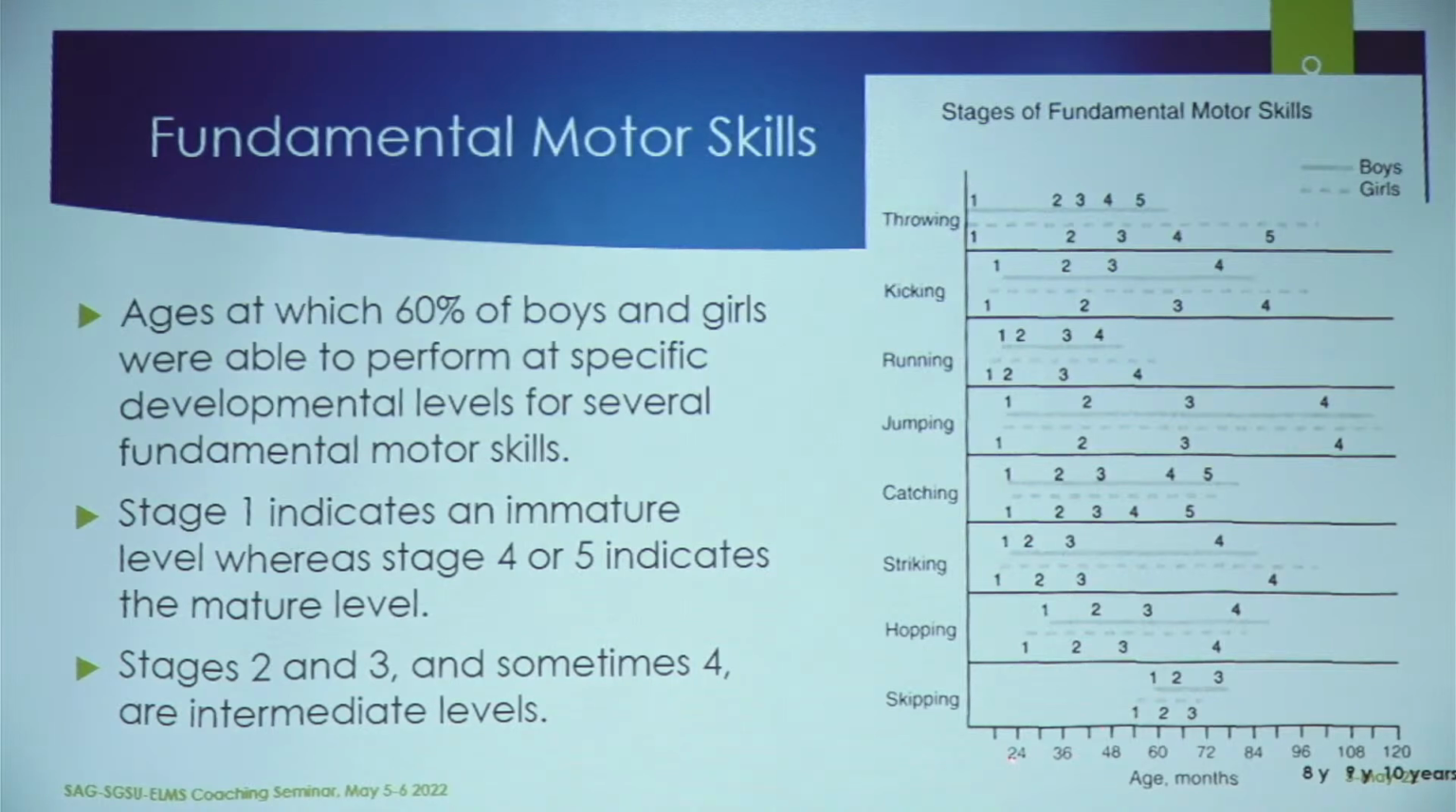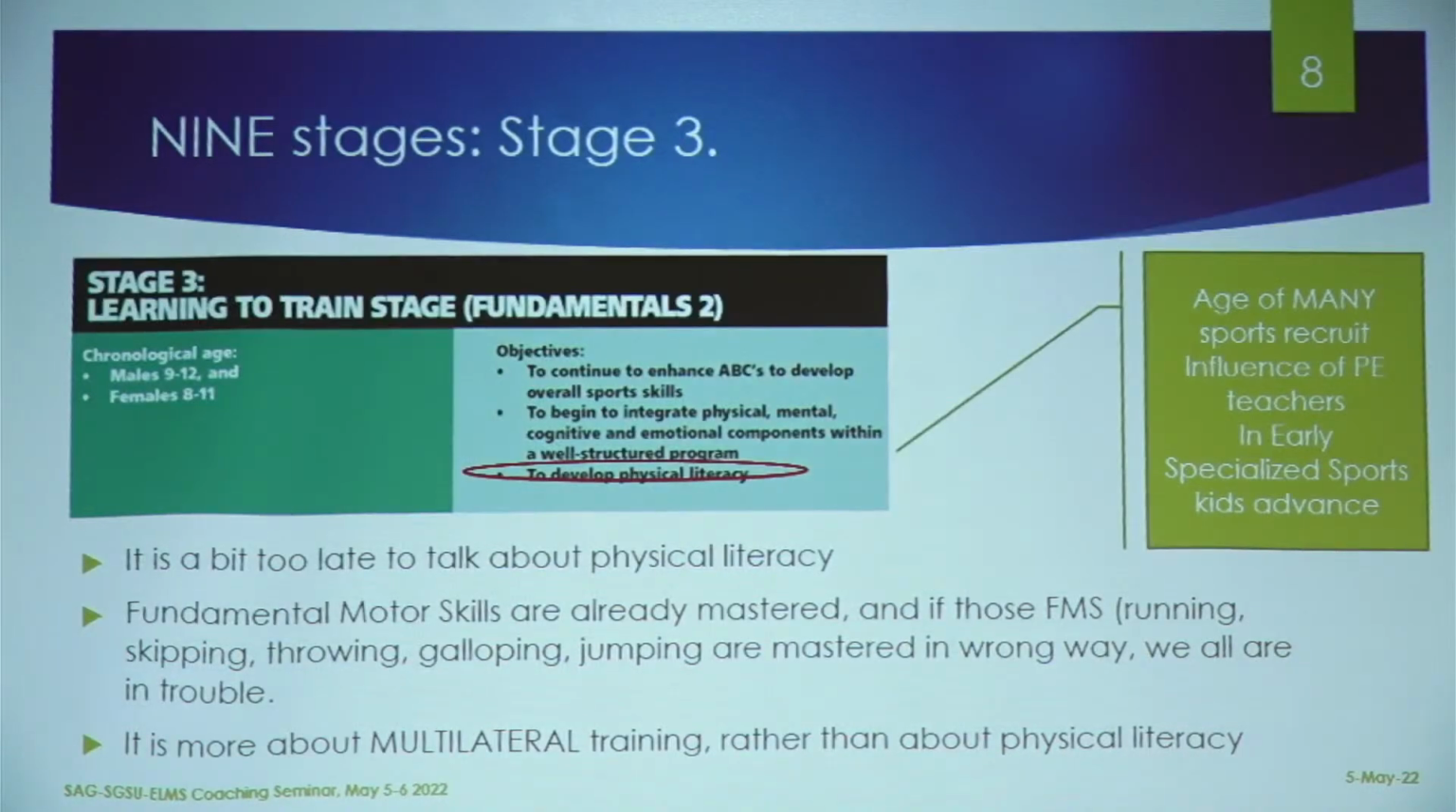These are the months. 2 years old, 3 years old, 4 years old, and 1, 2, 3, 4, 5 is a phase of acquiring a particular skill. So 5 meaning the skill has been formed fully, completely. This upper is boys, the lower is girls. See, boys are done with mastering the fundamental throwing skill at what? 4 to 5 years of age. This slide suggests that we do physical literacy at 9. It's a bit questionable, don't you think?